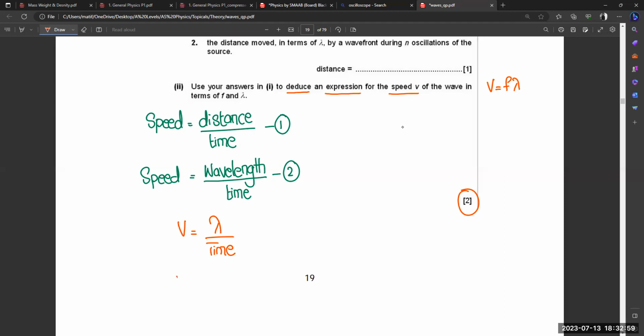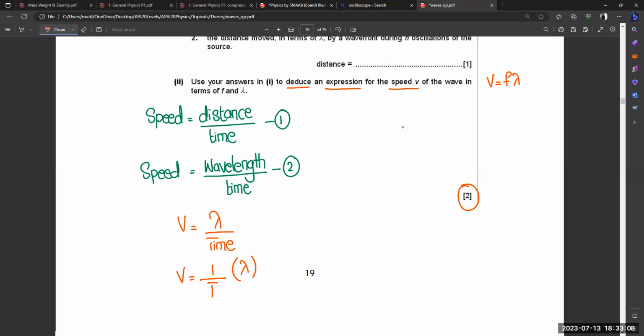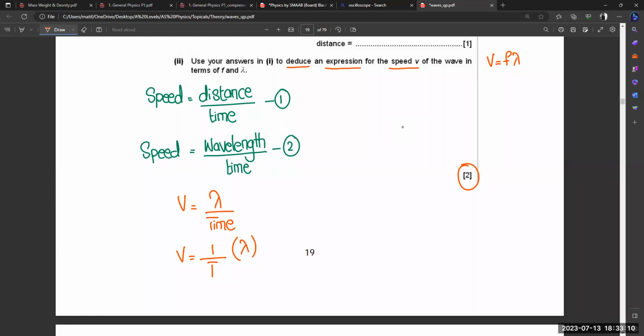Okay, so just split this equation like this, 1 over T into lambda. And you already know that 1 over T is equal to the frequency. Here I have written capital T, which means time period, so that is going to be replaced by F. So v equals F lambda is the equation that we already learned in our previous level.